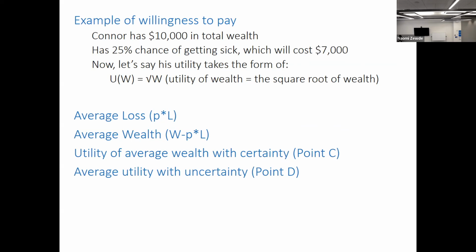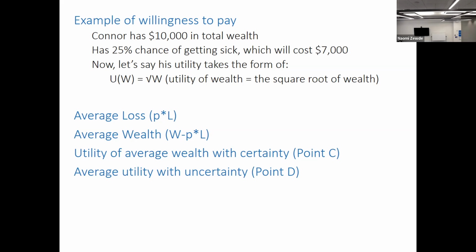So first of all, what's the average loss? It was 7,000, so 0.25 times 7,000. You did that in your head? Yeah, 1750. Okay, so the average loss is 1750.